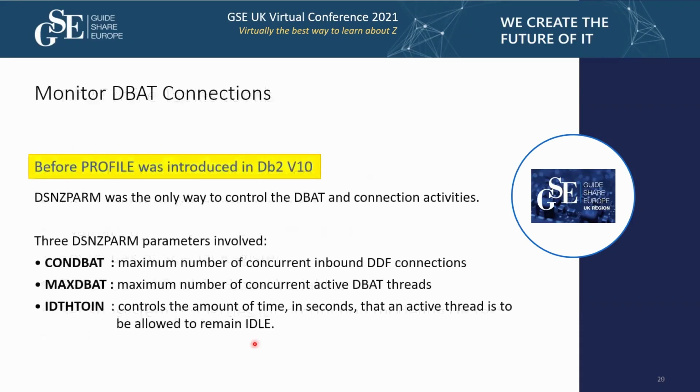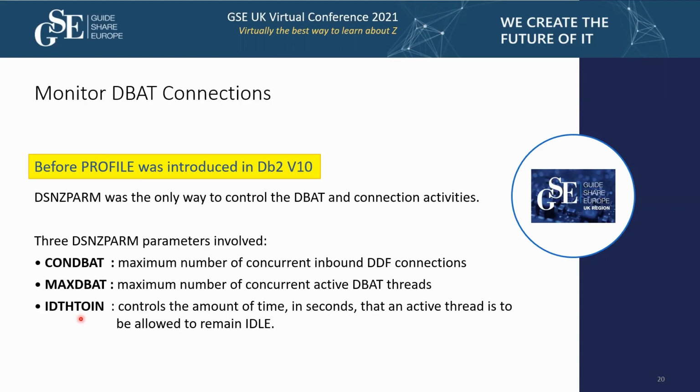You know that before Profile was introduced, we had, and we still have today, only 3 parameters to control our debug connection. We have the CONDBAT, the MAXDBAT, and the idle thread timeout. I suppose you know very well all those 3 commands that we normally use for tuning our remote connection.